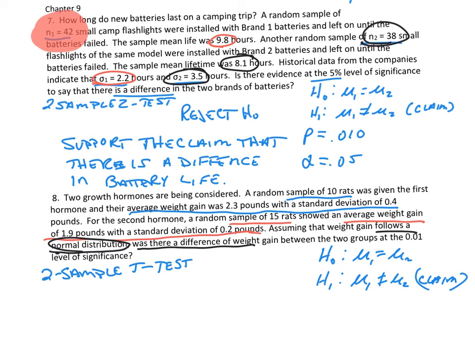So it starts with the mean of sample 1 is 2.3 with a standard deviation of 0.4. Sorry, I made a typo. And the sample size was 10. Sample 2, average was 1.9 with a standard deviation of 0.2, and the sample size there was 15.